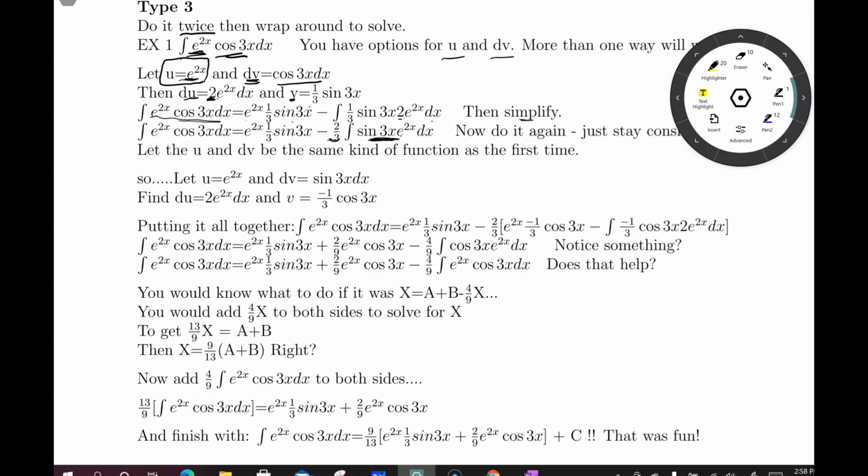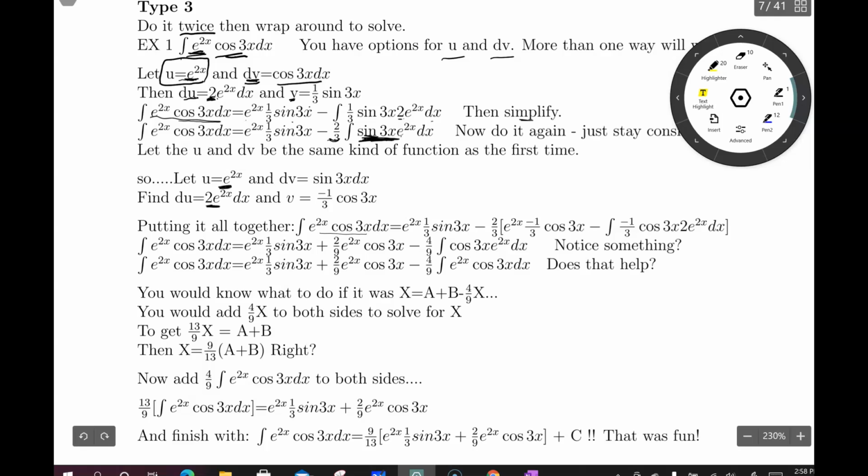So I'm going to do it again, and I'm going to stay consistent, meaning I'm going to let u equal the e guy again, and so then I get 2 e to the 2x. I'm going to let the dv be the trig guy, sine of 3x, so I get negative 1/3 cosine of 3x. So careful with the negatives and the La Jolla theorem and the chain rule. So let's put it all together.